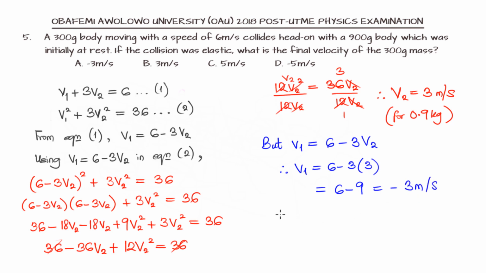So the velocity of the 300 gram body, which is 0.3 kilogram, is minus 3 meters per second. It's minus 3 because that means it's going to bounce back. After hitting the bigger body, it's going to bounce back, so it will move backward from the direction it was coming before. So the velocity is negative. And our correct answer is option A.